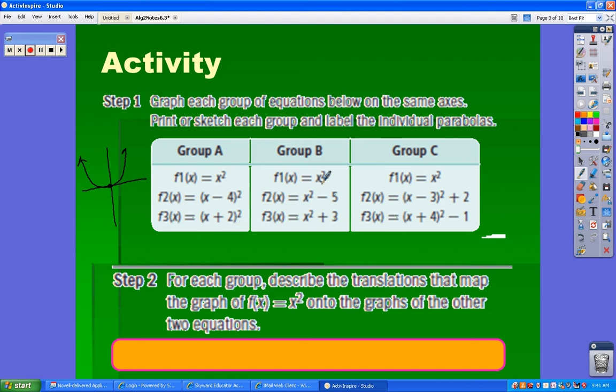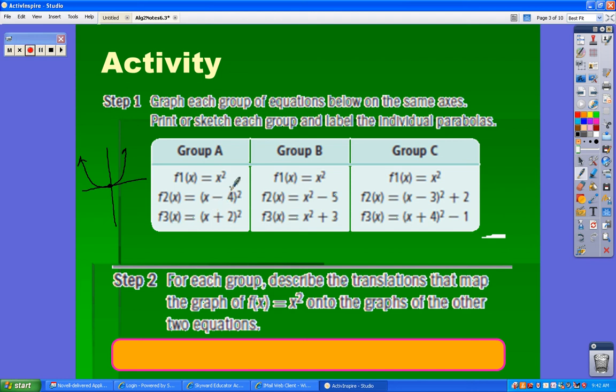Then you're going to graph x squared minus 5 and x squared plus 3. You might need to pause the video, jot those graphs down. And then you're going to graph the quantity x minus 3 squared plus 2 and the quantity x plus 4 squared minus 1. Okay, after you graph those, and I'm sure you had to pause the video to do that, you will have noticed something.